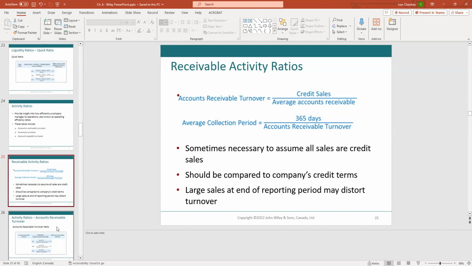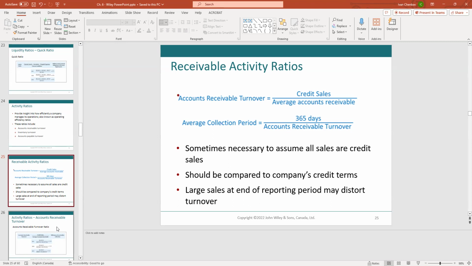Once we calculate accounts receivable turnover, that will be a number. Now let's think about it. Where do we want our number to be, high or low? What do you think? Accounts receivable turnover. Do we prefer to see a high number or a low number? Prefer to see a low number.